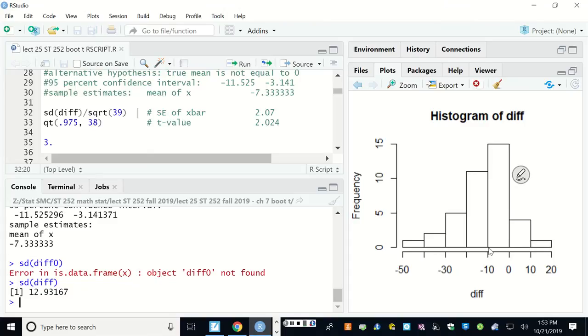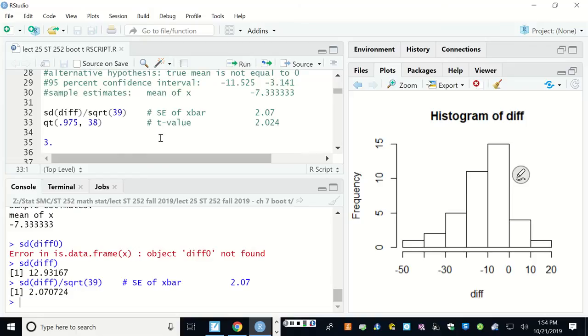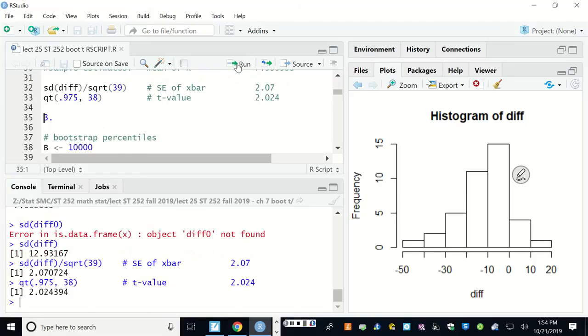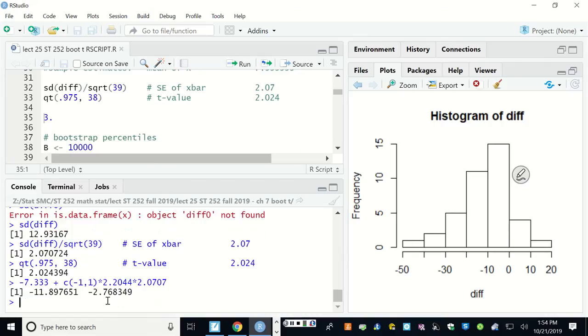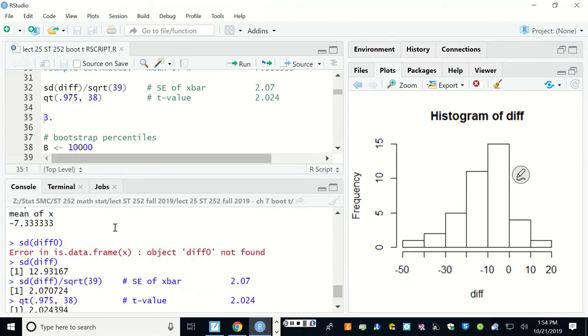So here, kind of the middle, plus or minus a couple standard deviations, is the individual differences between brands. But for x bar, we divide by the square root of 39. So we get a standard error of 2.07. The t-value we would use is 2.02. So if you take the negative 7.33 plus or minus, and this is a little tricky way to get that done, 2.0244 times 2.0707, we get something like our interval. Well, it's not quite the same.